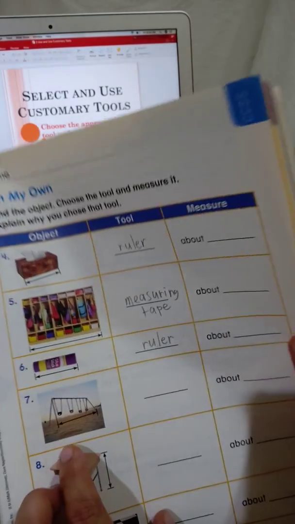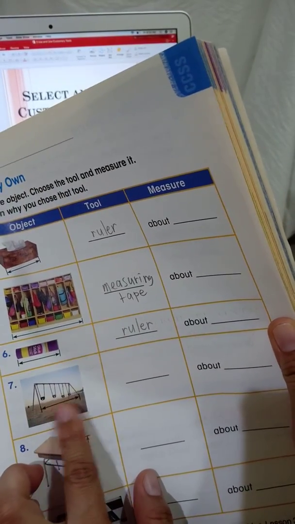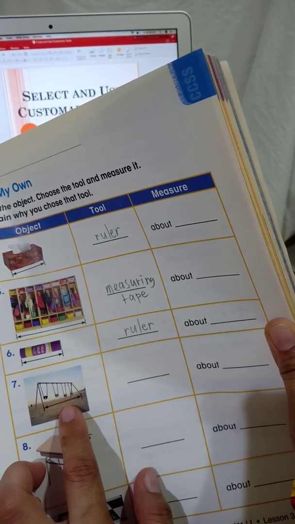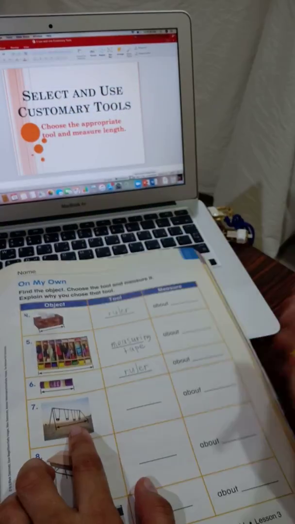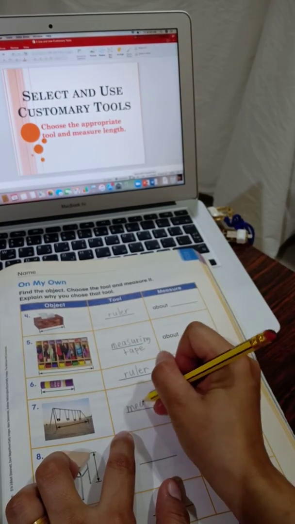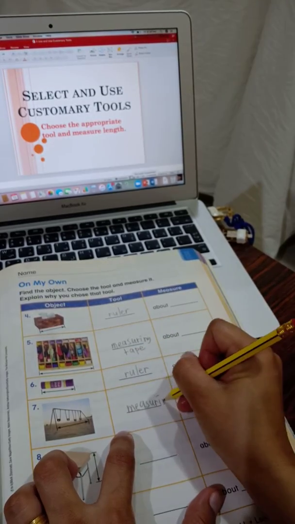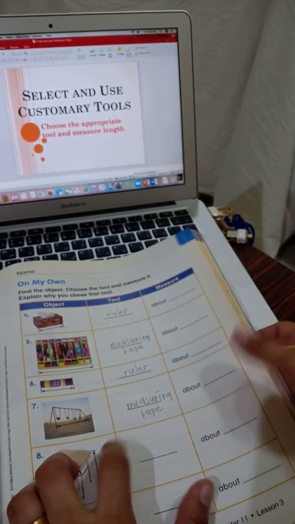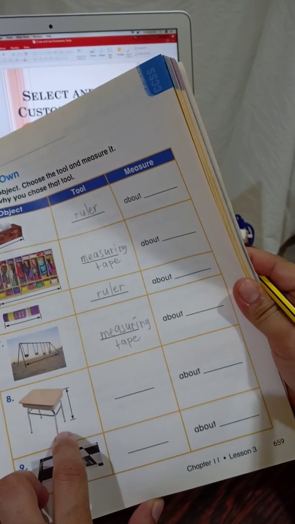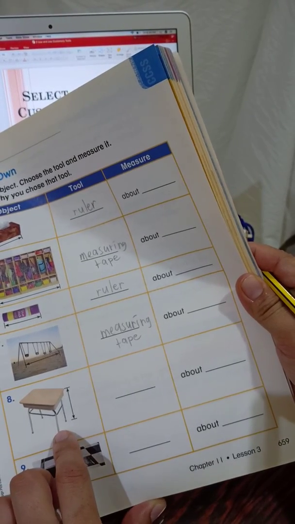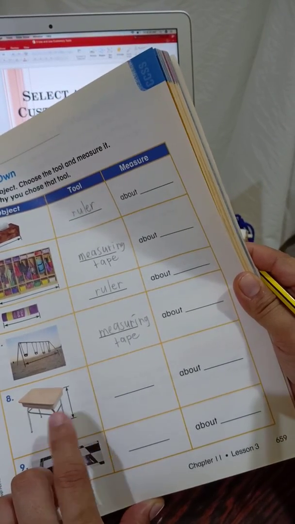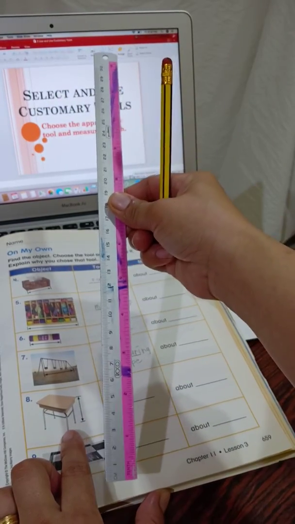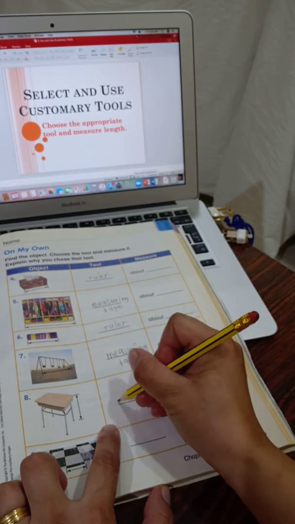Have you been in the park? Have you played on the swings? What is the tool to measure that? Very good. With our measuring tape. Now, how about the height of our table? Yes, it is longer than our inch ruler. So, this one with a yardstick.